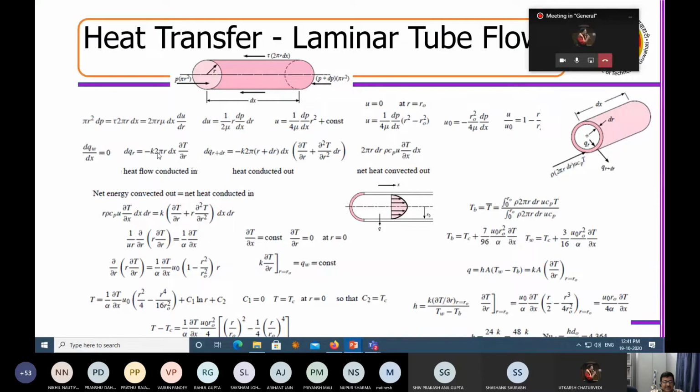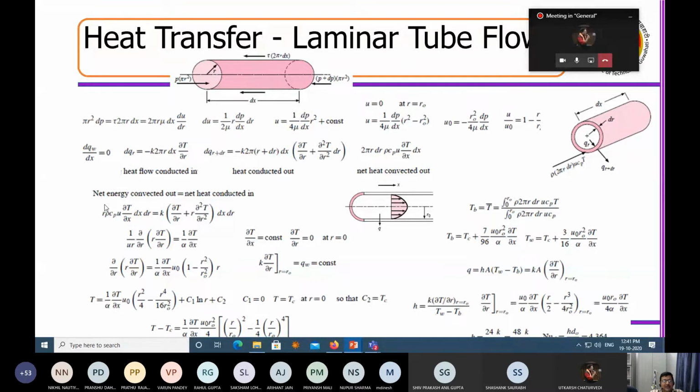These are the typical terminologies I have given. Just go through this: this is a shell, and through the shell there is a heat flux. This is the conducted in, this is the conducted out, and this is the net convected out. So if I have these terminologies and do a differential shell balance like this, I end up getting a balance equation for temperature, which looks like this.